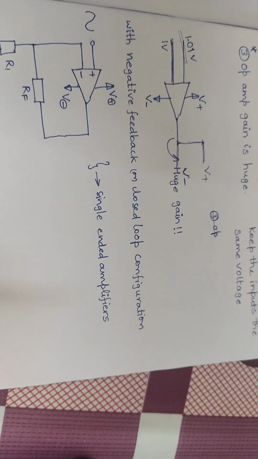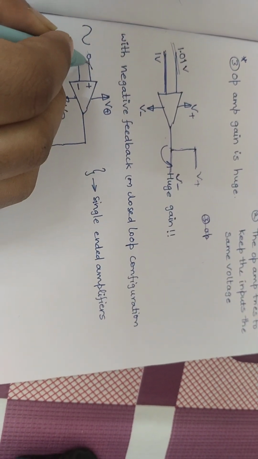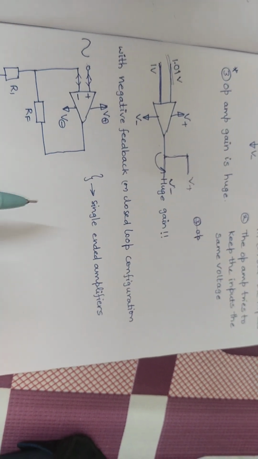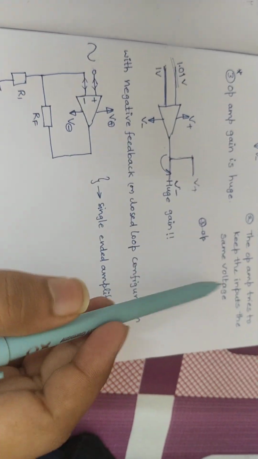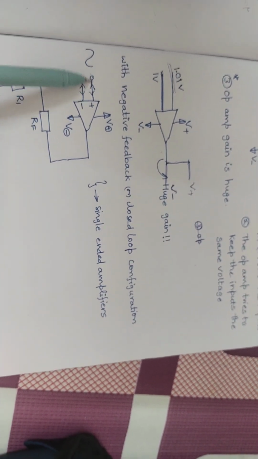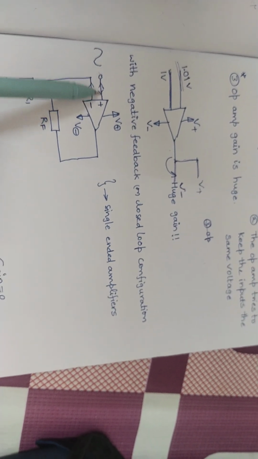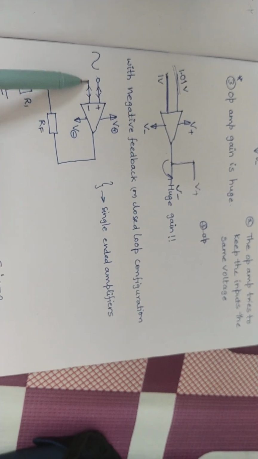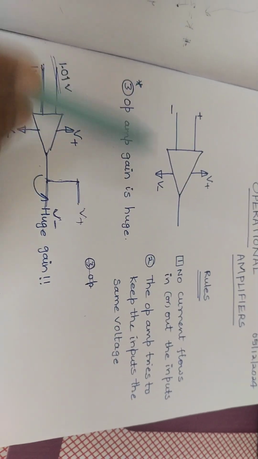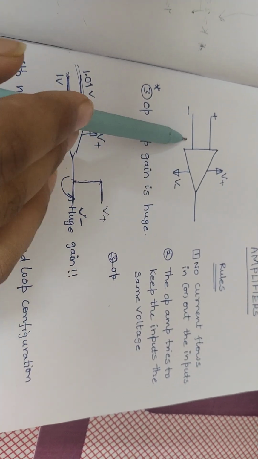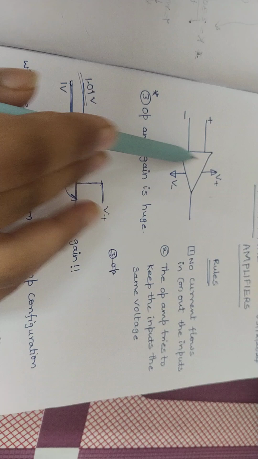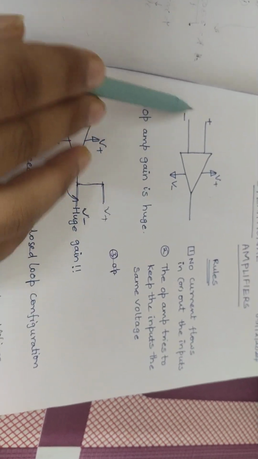Rule number one says there is no in or out current in both the inverting and non-inverting terminals. Rule number two says that the op amp tries to keep the voltage the same. Here the non-inverting input needs to be the same as the inverting input. But in the open-loop case, there is no negative feedback connected to it. The operational amplifier can't change the input on its own. It can change it through its negative feedback, not on its own.